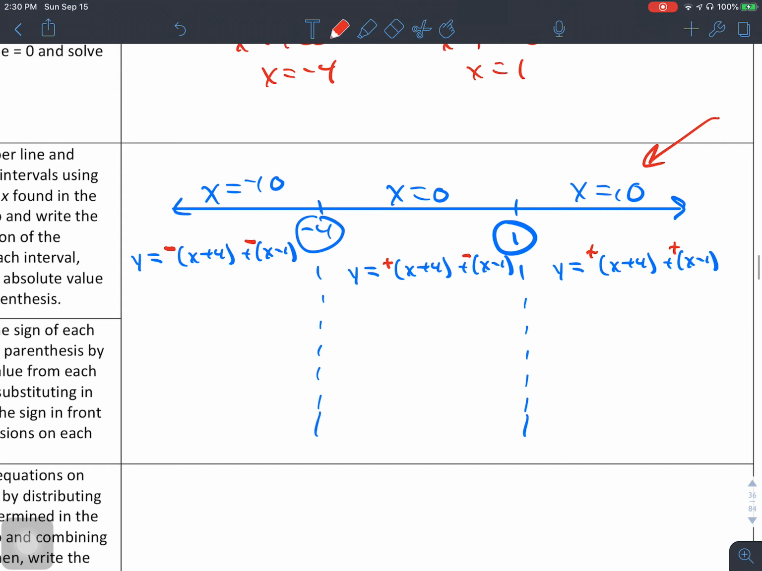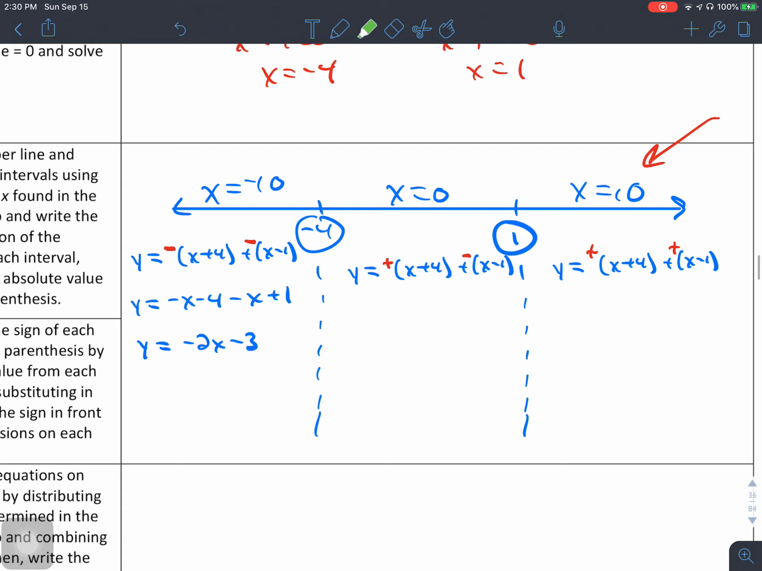What happens next is you remove the parentheses by distributing the minuses or pluses. So in this first one, we're going to have -x minus 4 minus x plus 1. Combine like terms, you get -2x minus 3.